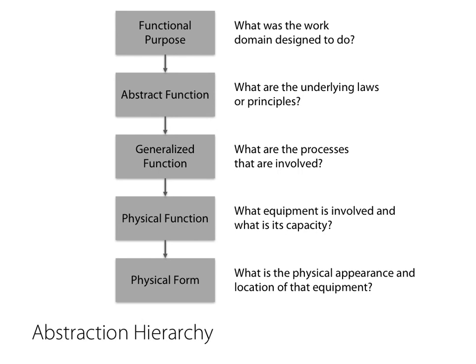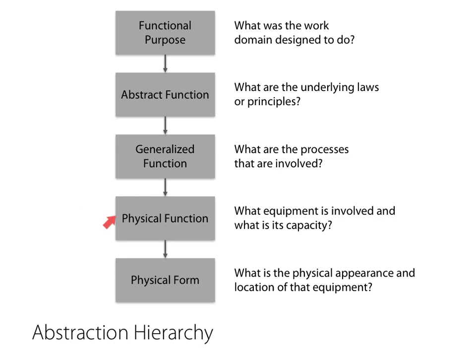But generally speaking, we're going to start with a functional purpose, and that's really the goal. What was this work domain designed to do? What are the different goals? From there, we're going to go to abstract function, which are the underlying laws or principles that are at work and that make that system go. From abstract function, we go to generalized function. What are the processes that are involved? So we're starting to think about actions that happen. What are the things that people and processes and technologies need to do in order to meet those goals, in order to comply with those laws, and kind of make them run?